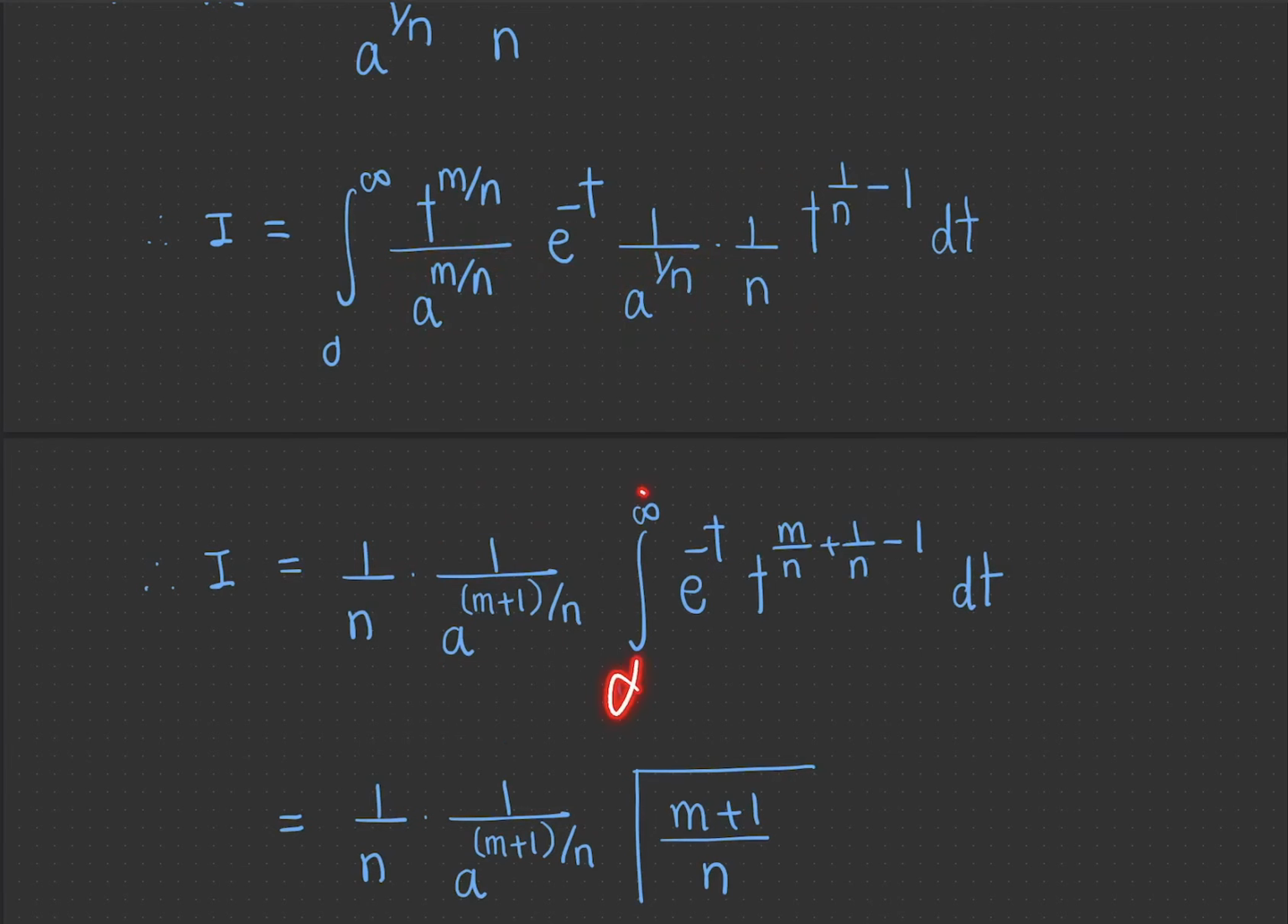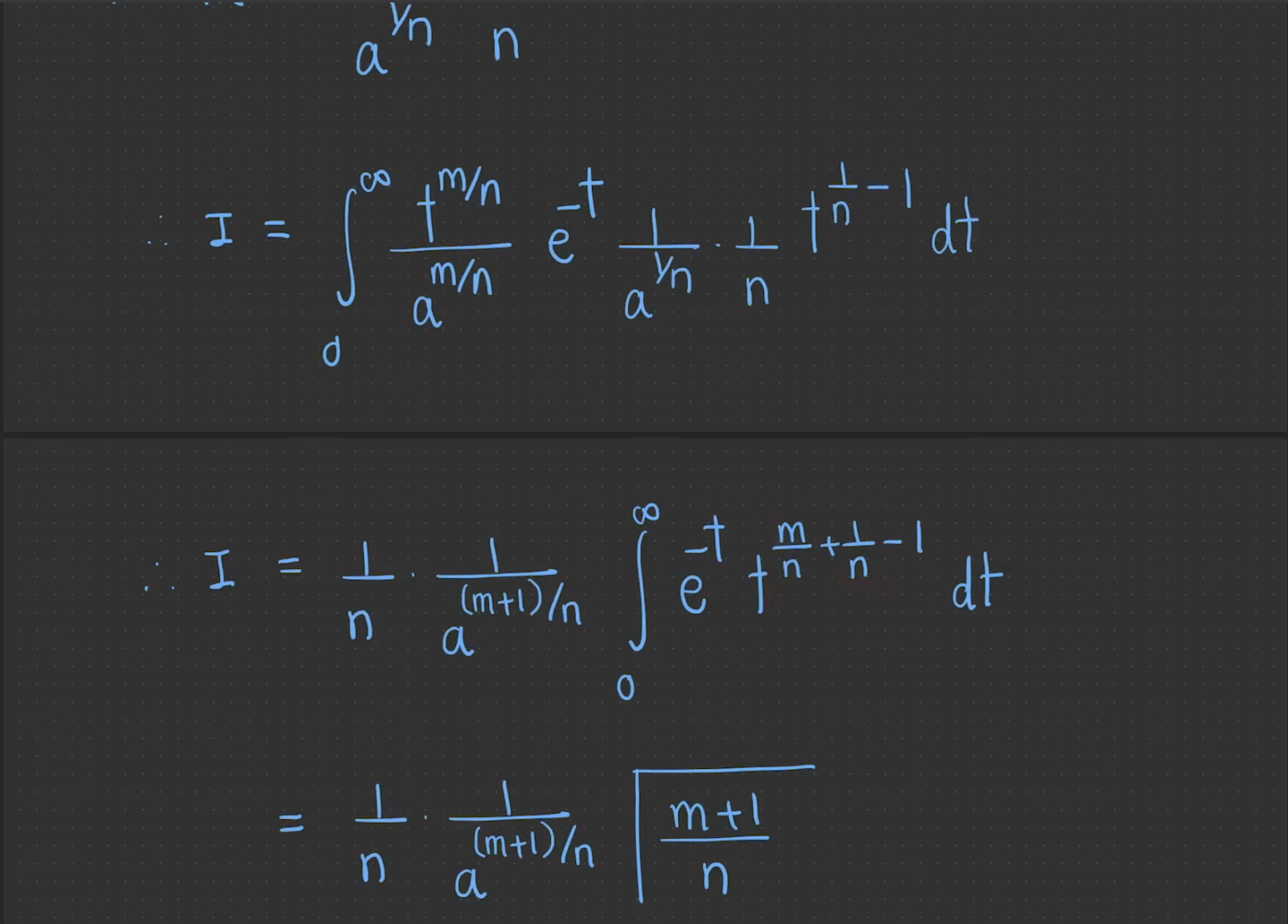into integration 0 to infinity e raised to minus t as it is into t raised to m by n plus 1 by n minus 1. Since here the power is m by n, here the power is 1 by n minus 1. So the total will become m by n plus 1 by n minus 1.